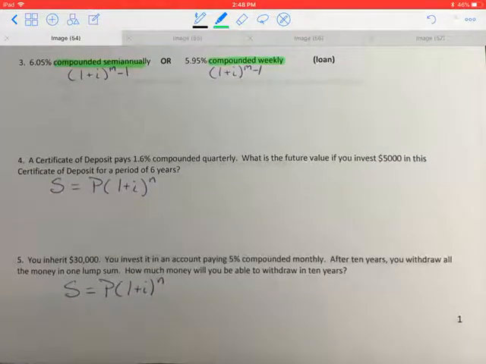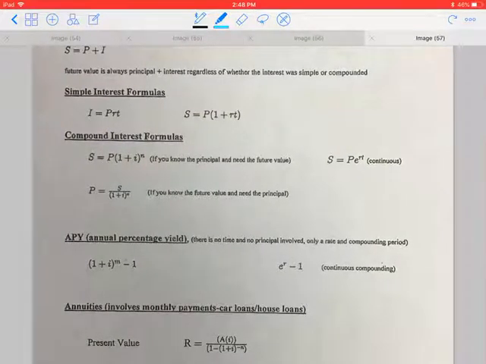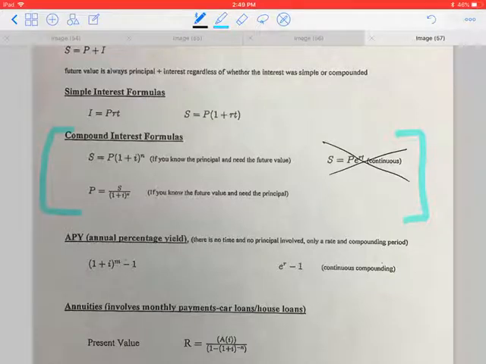All right, on number 4, we have compounded quarterly. So we know we're doing compound interest, and we want to know what is the future value. So if I look over at my formula chart, here's compound interest, okay, all of these. I didn't see anything about continuous interest, so that one's out. So now I'm down to these two. Notice the first one says if you know the principal and need the future value. That's what we were given on that problem, so we're going to use this formula. All right, let me clear off my mess there.